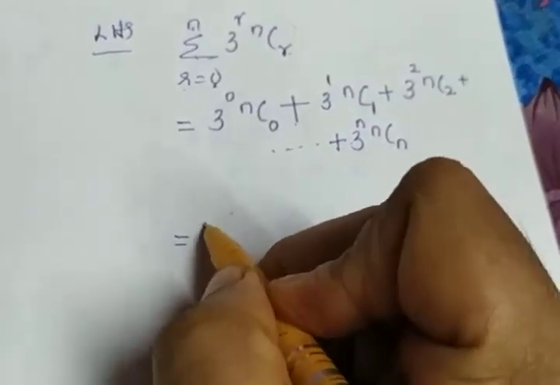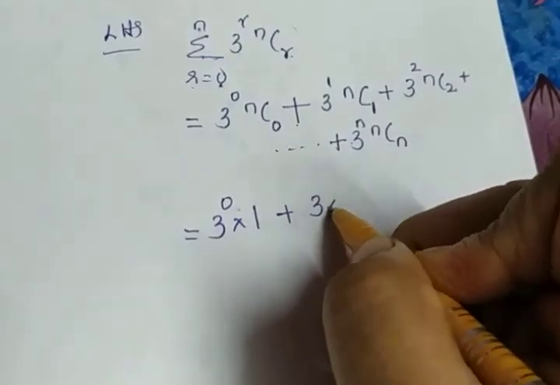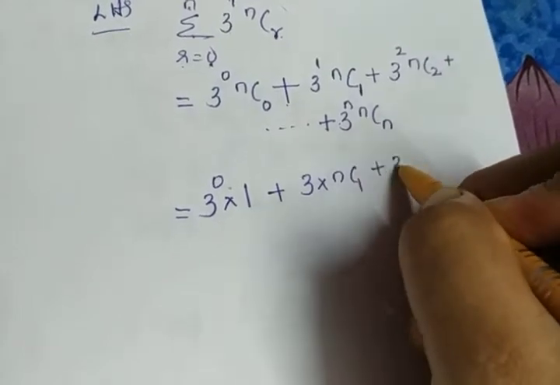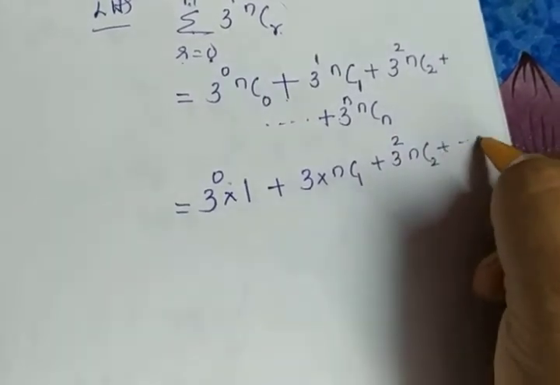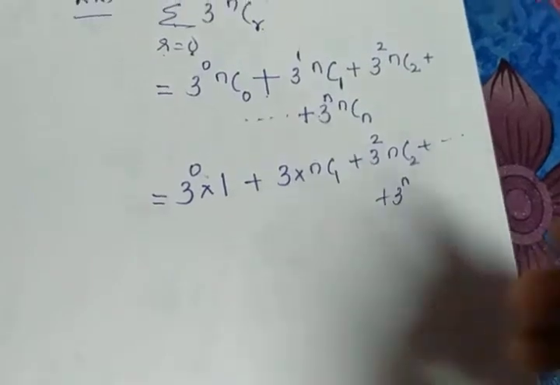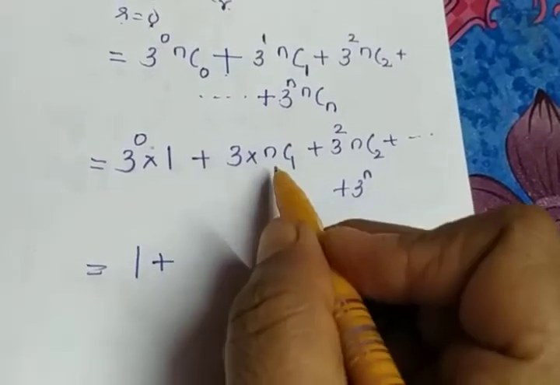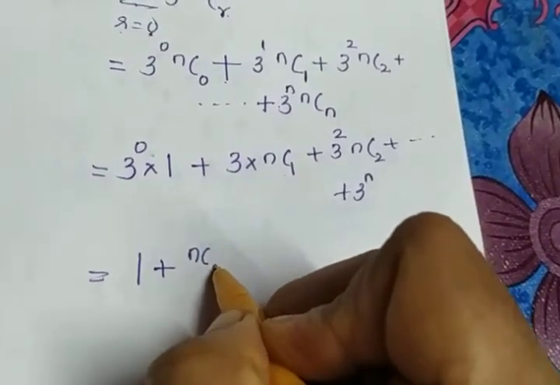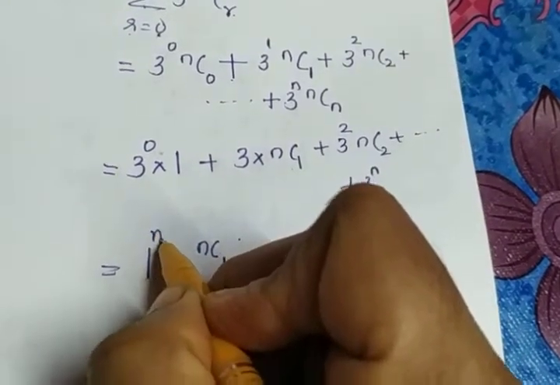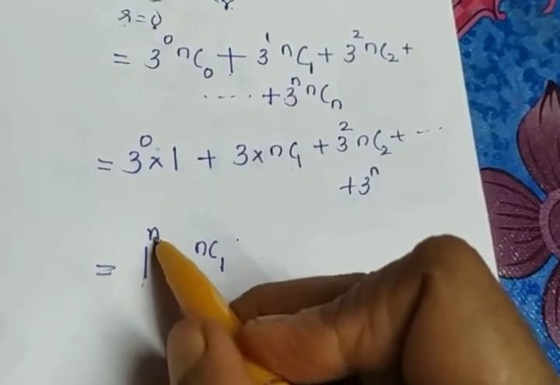Just simplify the term. 3 raised to 0 into nC0 is 1, plus 3 raised to 1 is 3 into nC1. I am not simplifying, let it be there. Plus 3 square into nC2 plus etc. plus 3 raised to n into nCn. What is nCn? nCn is 1. So what we get is 3 raised to 0 is 1, 1 into 1 is 1 plus. Here I am rearranging the term and I can write nC1 into 3. Here instead of 1 I can write the value 1 raised to n. 1 raised to any number gives you the value 1, isn't it? So I am just rewriting it as 1 raised to n.